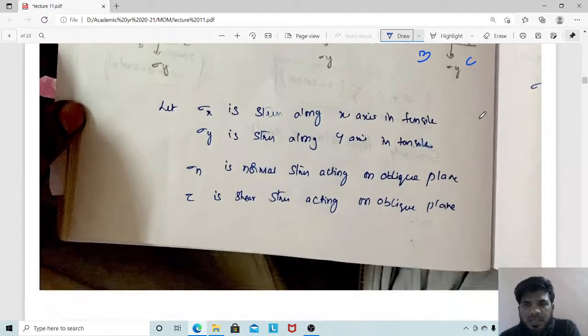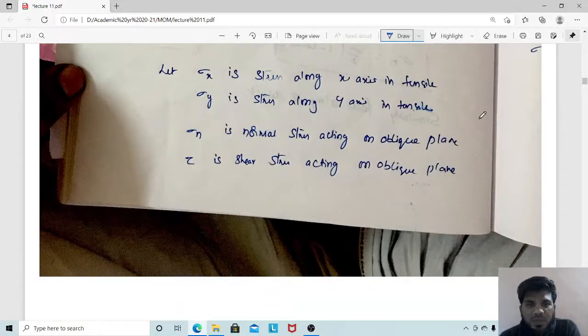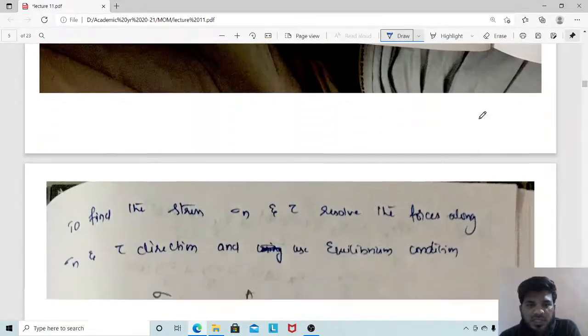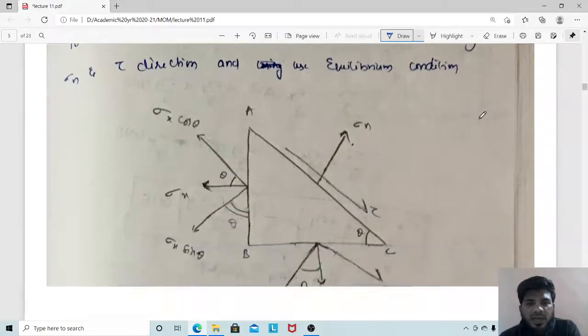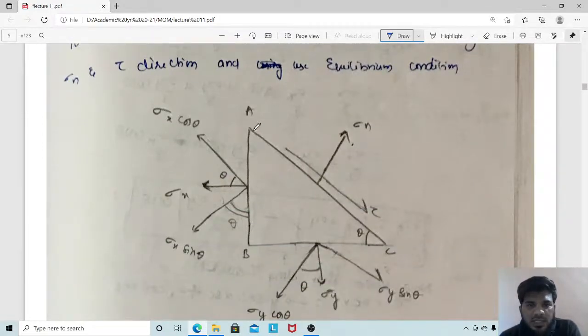What is sigma n? It is the normal stress acting on the oblique plane. Tau is the shear stress acting along the plane. Let us see how we are going to resolve this. See this line AC and this line, which are parallel and in the same direction, and this is horizontal, this is also horizontal. So obviously these two angles will be the same. It forms a similar triangle, so if this is theta, obviously this is also theta.